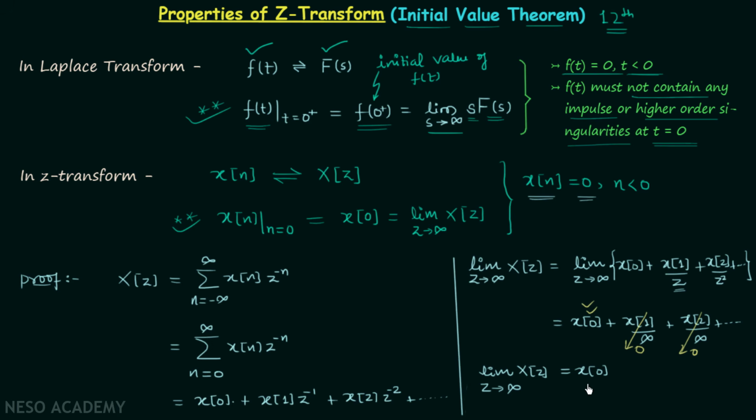Therefore, we can calculate the initial value of this signal by taking the limit z tending to infinity of the Z transform of the signal whose initial value we are calculating. So remember this important property, and now I will end this lecture here. See you in the next one.